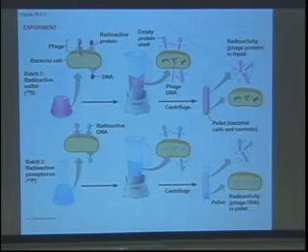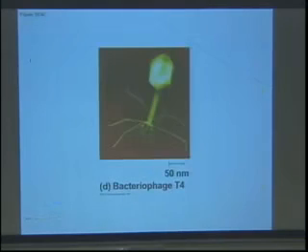So that was the first concrete evidence that it really was DNA that was the genetic information. That DNA that the virus was carrying and putting in was what was reprogramming the bacterial cell to just make more virus particles. And so we'll just end with a couple other things about viruses.